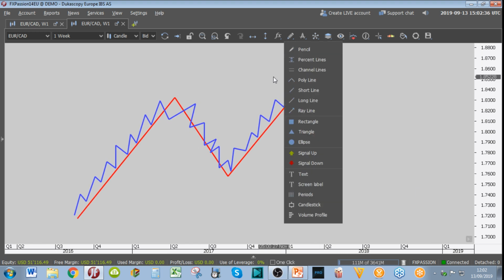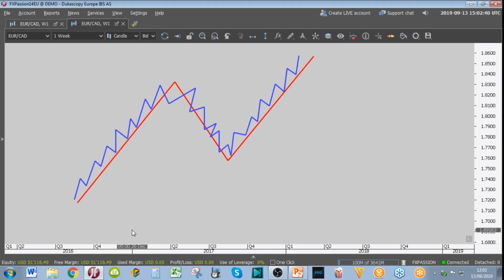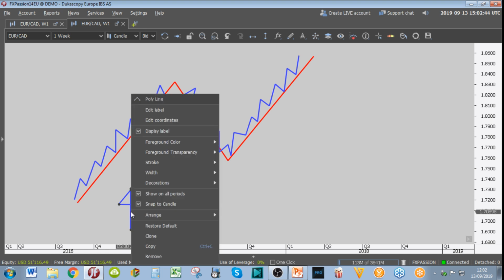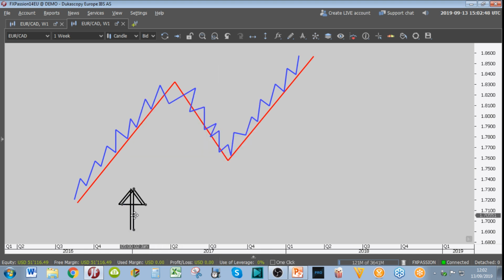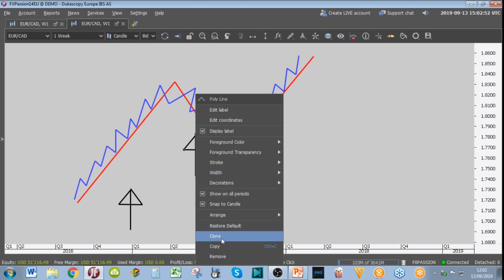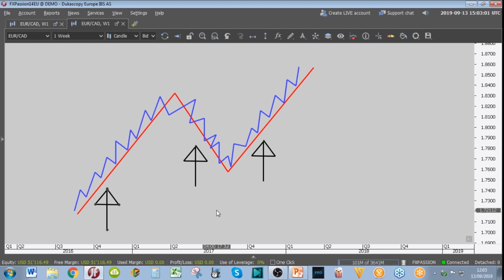Now we have 3 areas where traders trade. Area number 1 is the extension, area number 2 is the retracement, and area number 3 would be the next extension.